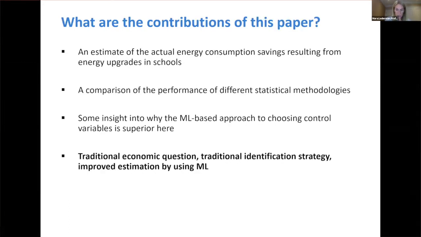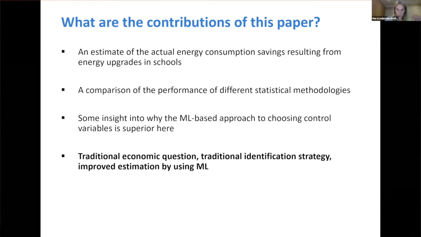So what do we learn from this paper? What should you take away from this? What's the contribution of the paper? Of course, first, the estimates they come up with in a new setting using new data. We learned something about the different performance of these different statistical methodologies. We get some insight, I think, into why the machine learning based approach to choosing control variables is superior.